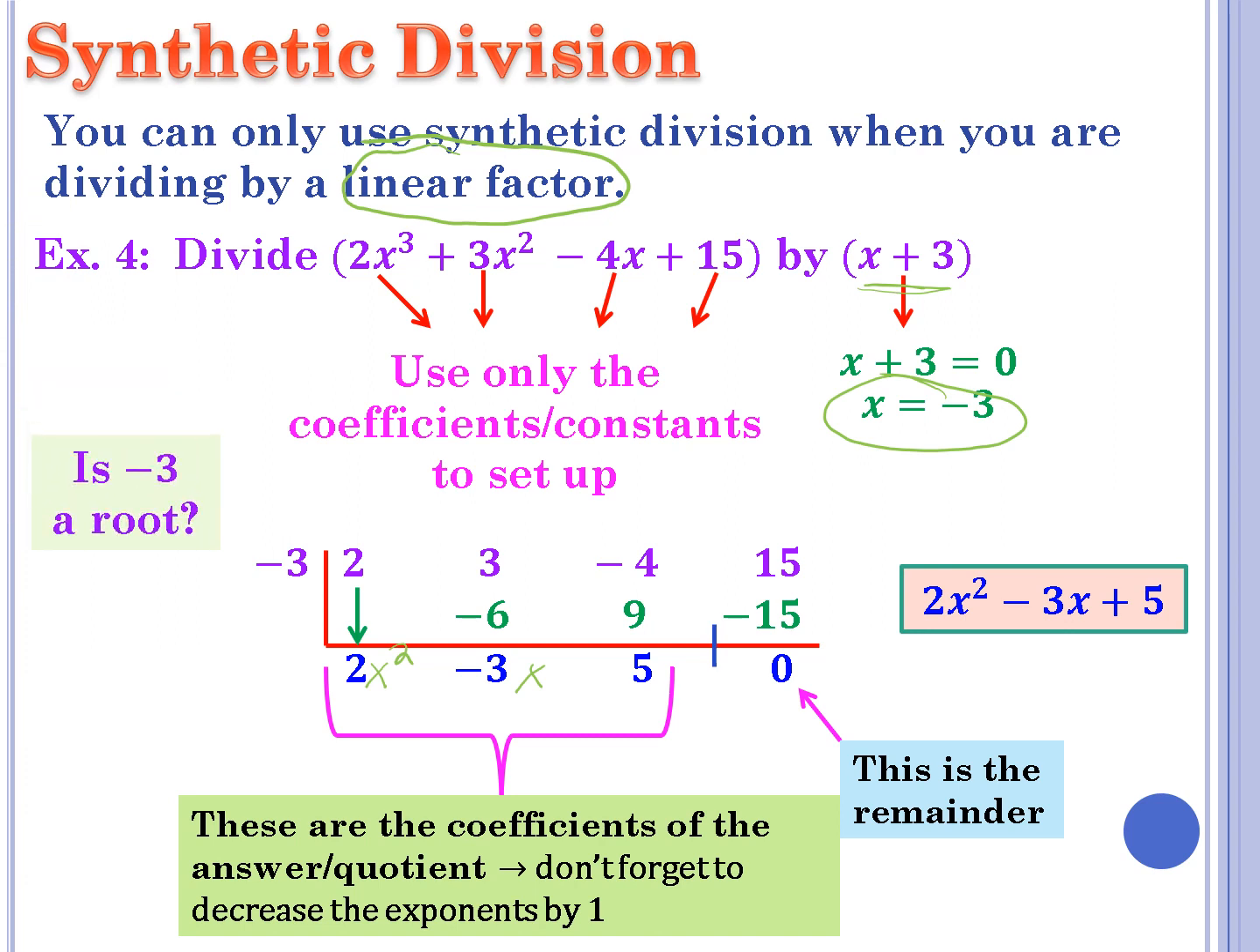So could we say -3 is a root? The answer would be yes, because the remainder was 0. If the remainder was anything other than 0, then it would not be a root. But we can say yes, it is, because we had a remainder of 0.